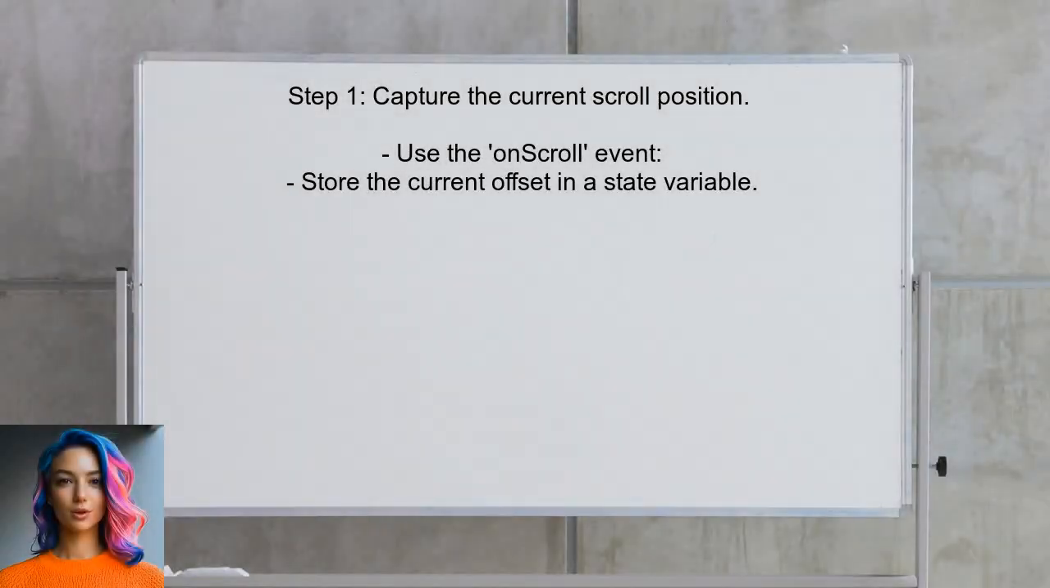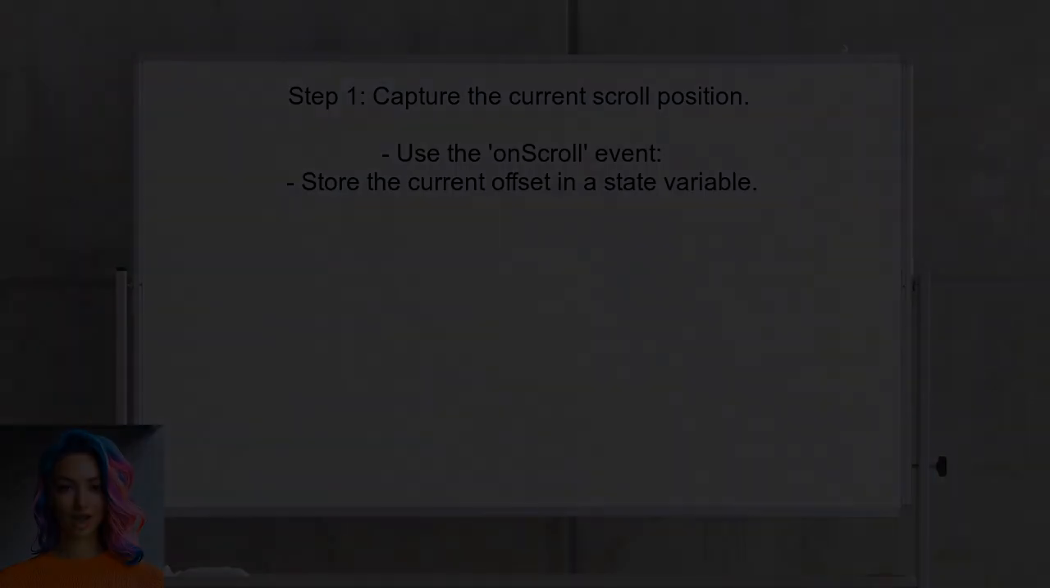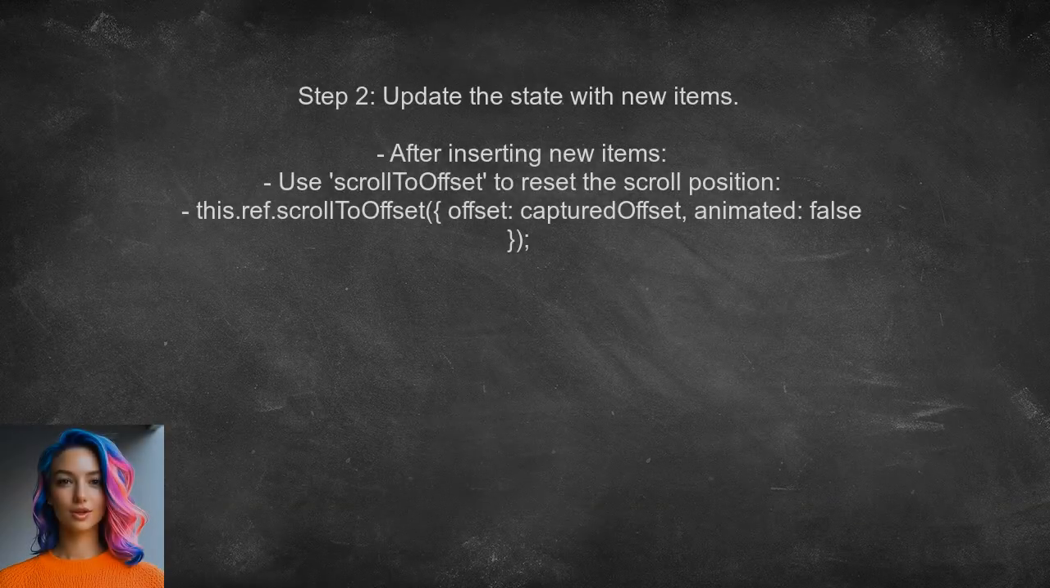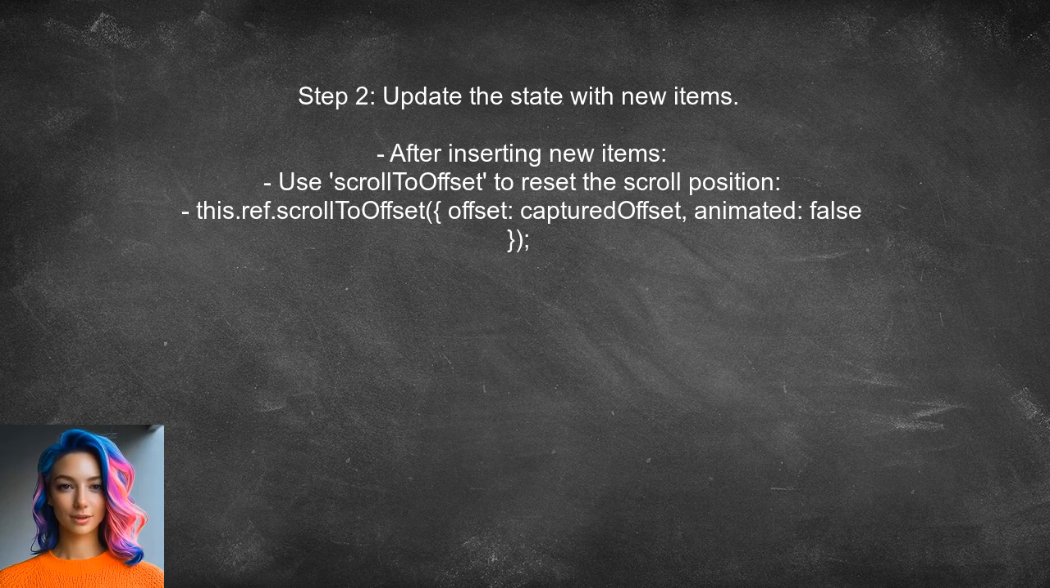To keep the scroll position locked when new items are added, the user should first capture the current scroll position before the new items are inserted. This can be done using the onScroll event of the FlatList. Next, the user should update the state with the new items. However, they need to adjust the scroll position back to the previously captured offset after the state update.